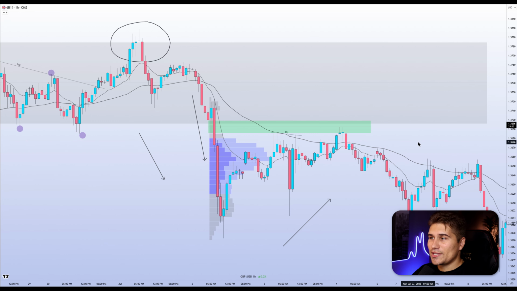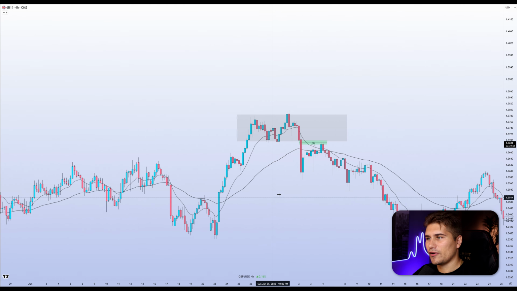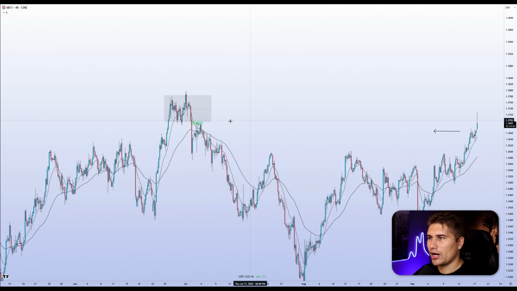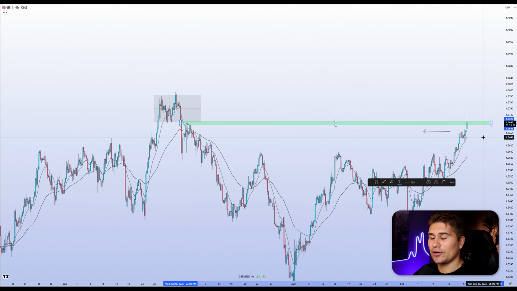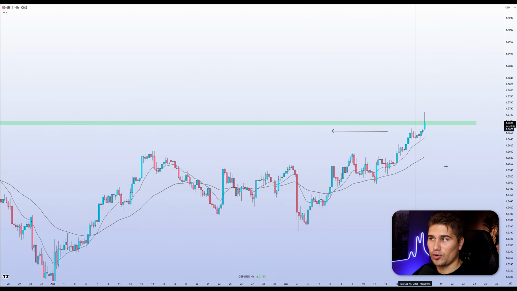And following that, we can see how the price pushed up, mitigated this fair value gap, so rejected this area, which is a sign of a bearish continuation. And again, this is what the fair value gap looks like on the 4-hour chart. That's a level that we were already mitigating beforehand. However, we pushed significantly above that as of right now.